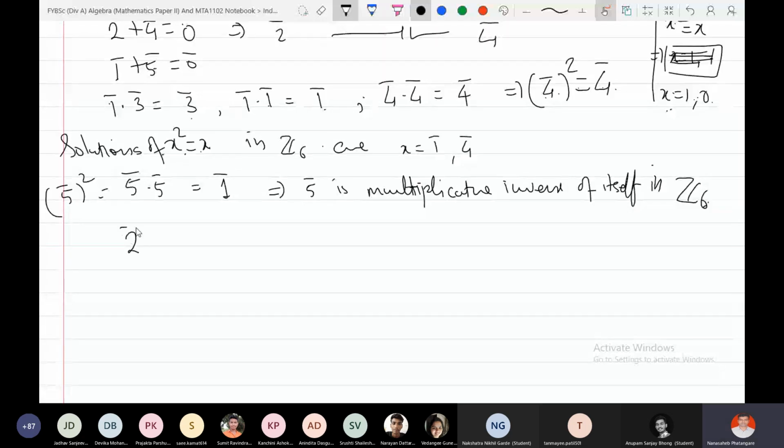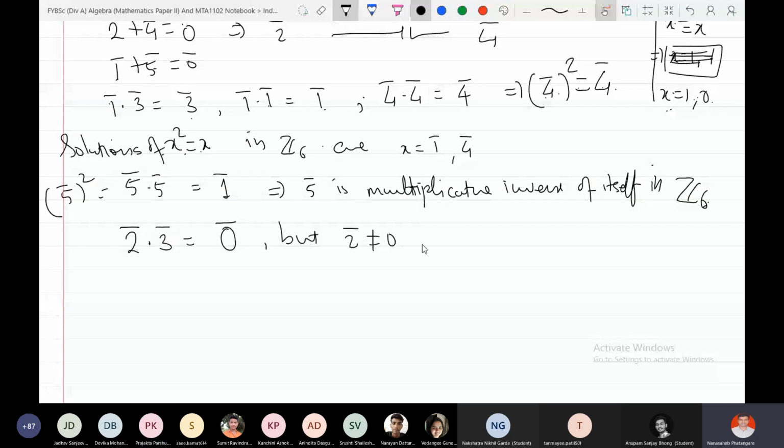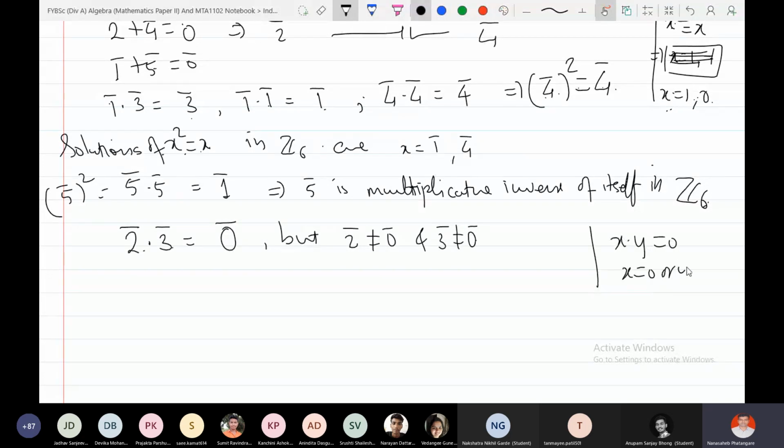Now, 2 bar into 3 bar is 0 bar. 2 bar is not 0 and 3 bar is also not 0. That means two elements are non-zero, but their product is 0. But this is not possible in real numbers. When I say x into y is 0 in real numbers, then x is 0 or y is 0. Right, so this is a difference. There is a difference between real numbers and this structure Z6.